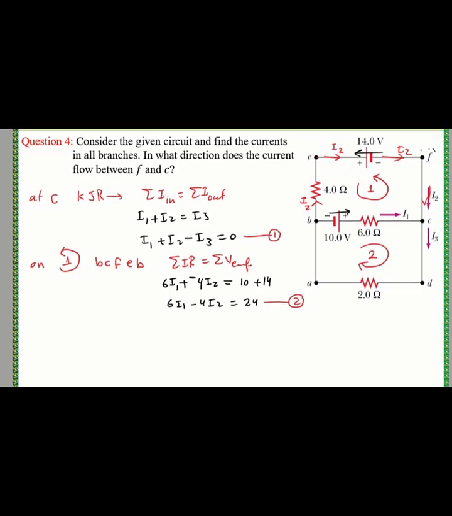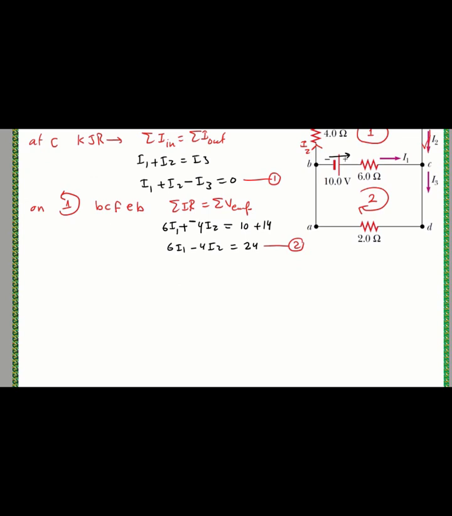The third equation will come from the second loop. On the second loop, I'm going counterclockwise, so I will start from A to B to C to D, going back to A. Sigma IR equals sigma EMF. Now let us find our currents. From C to D, it is I3. It will continue from D to A, here I3, and it will continue to B, here I3. At B, we have a different current, which is I1, going from B to C.